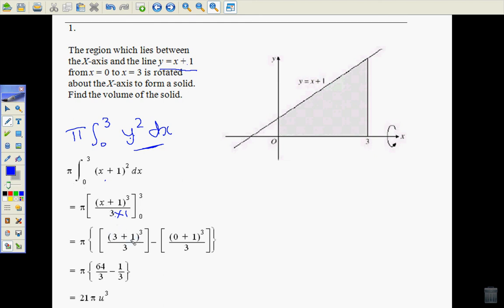Substitute 3 in, substitute 0 in. Just be careful with this one, because it's 0 plus 1, it doesn't make the whole thing 0. A common error is that we get used to subbing in 0 and the whole thing being 0, not in this case. If we do that calculation, we get 21 pi. So keep going back to the idea that we're basically summing a whole lot of cylinders, and that's what the integration is about. That's where the pi y squared comes from, because that's the area of the circle times the thickness of our cylinder, and then we're summing all the cylinders between our values there.